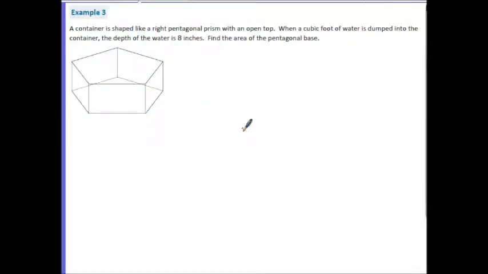All right, let's take a look at example 3. It says a container is shaped like a right pentagonal prism with an open top. When a cubic foot of water is dumped into the container, the depth of the water is 8 inches. Find the area of the pentagonal base. Now notice in this, we're not actually asked to find anything other than the area of the base. So really all we need here is our general volume formula. So volume of a pentagonal prism is simply going to be base times height.